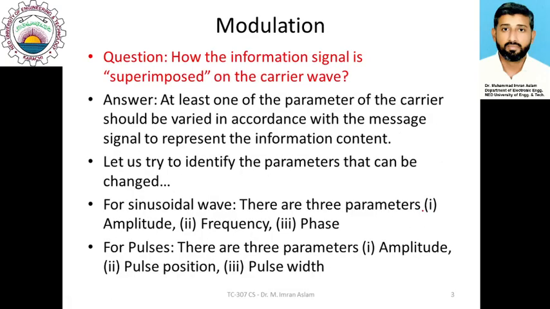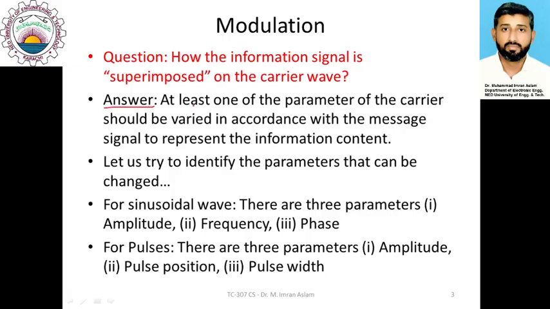So I would start my discussion by posing a question: how is the information signal superimposed on the carrier? So as we said, in modulation we superimpose the message signal onto the carrier, and that carrier takes that message signal or that information to the receiver side. So our question is how this superposition is achieved, or how we change the carrier in order to represent the message signal.